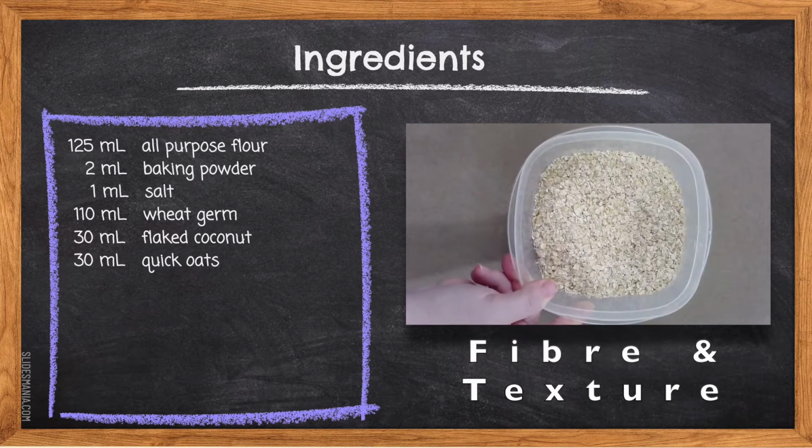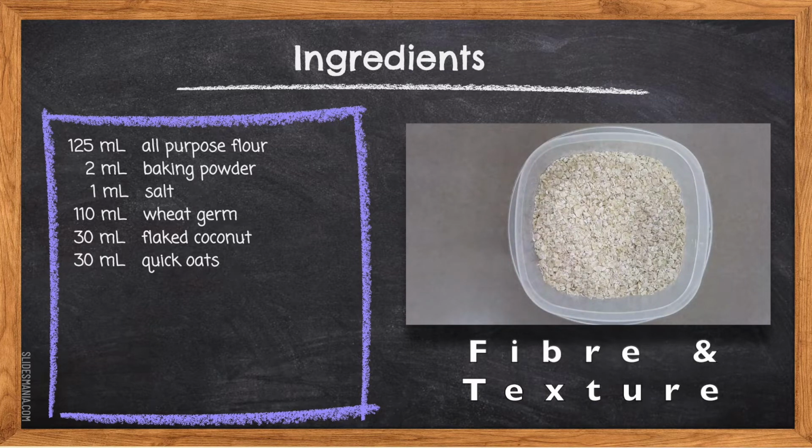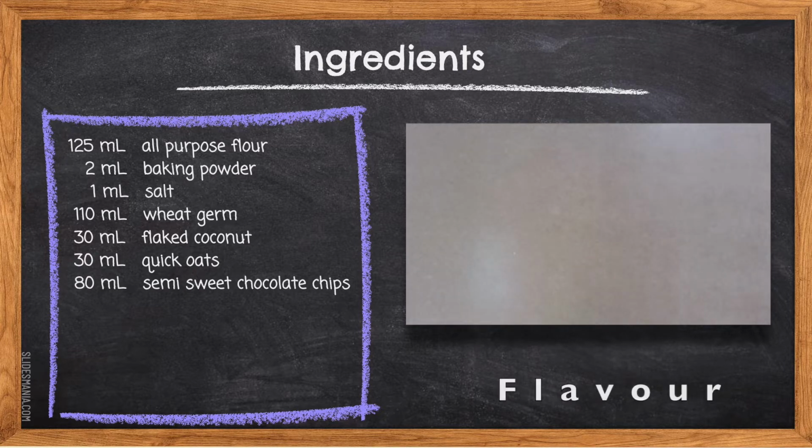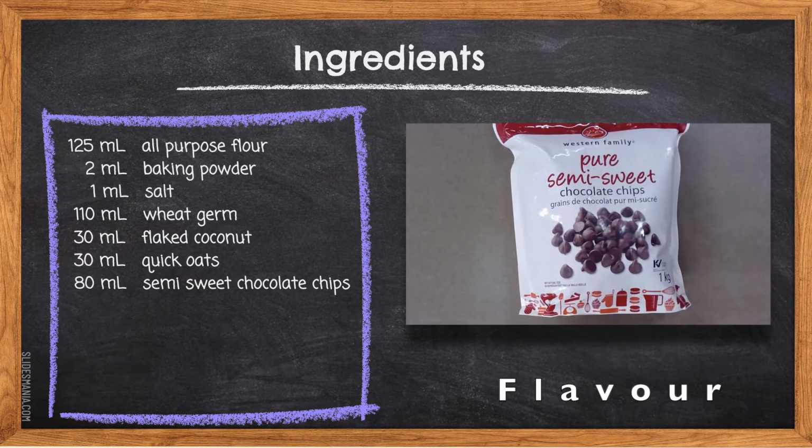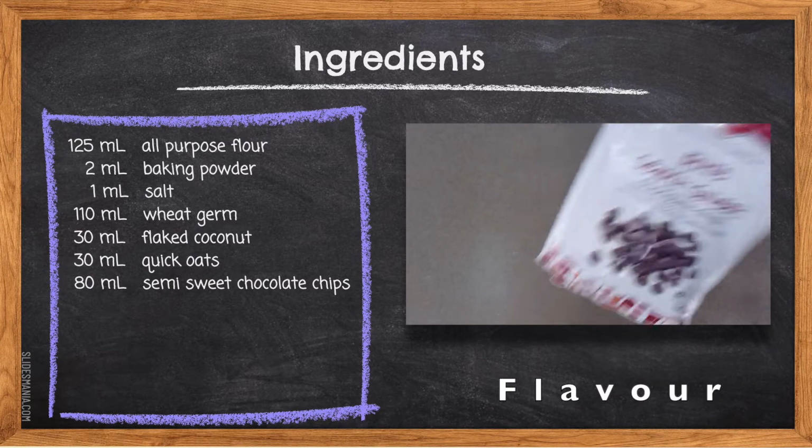30 milliliters of quick oats. Oats are full of carbohydrates, fiber, and B vitamins. They also add a chewy texture to the cookie. 80 milliliters of semi-sweet chocolate chips. Chocolate chips will be an extra flavor amongst our high fiber cookie today. It will give you a chocolate taste without being overly sweet.